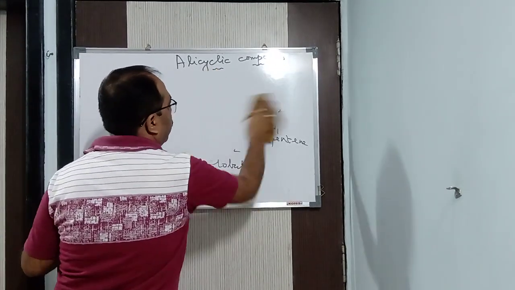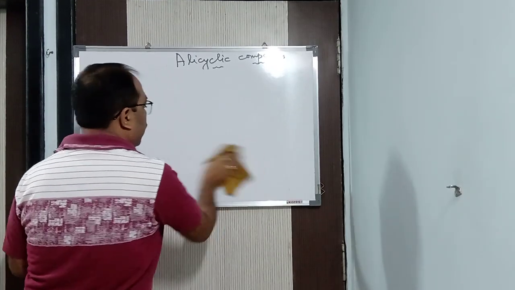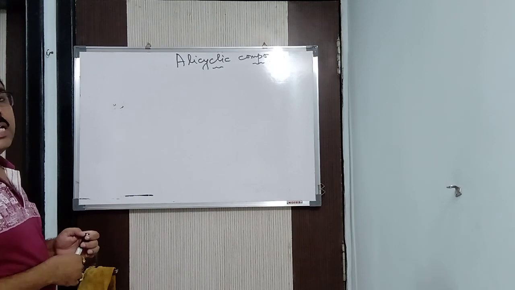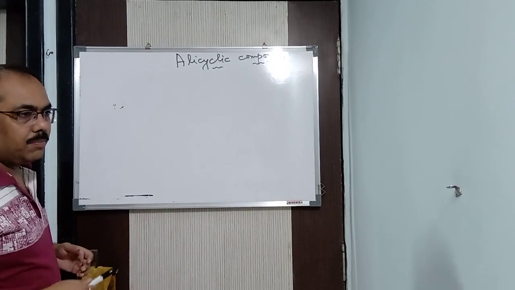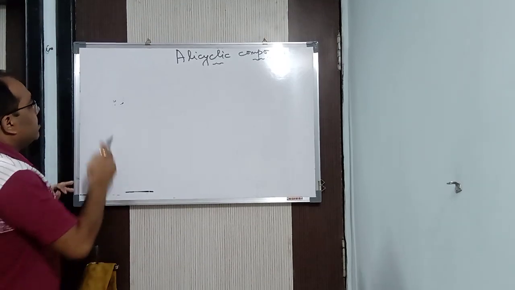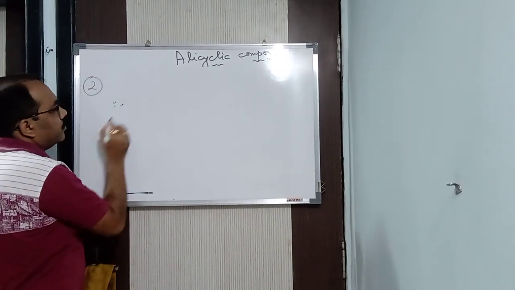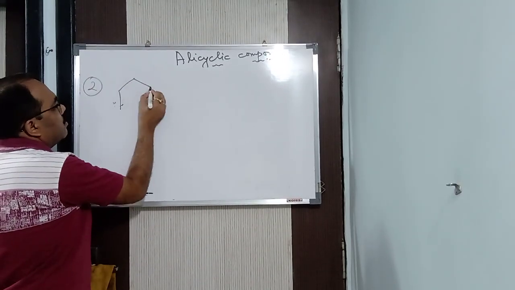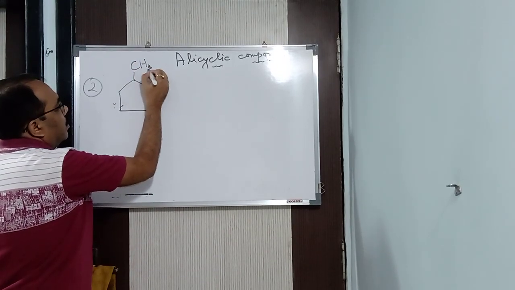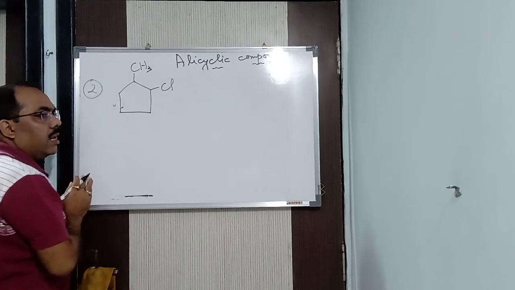The first rule I have already completed with you: in the case of an alicyclic compound, when you write the IUPAC name, you have to add the primary prefix cyclo. That is the first point. Now, the second point is that suppose you have a secondary prefix in it, let us say CH3 here and Cl here, then what will I do?